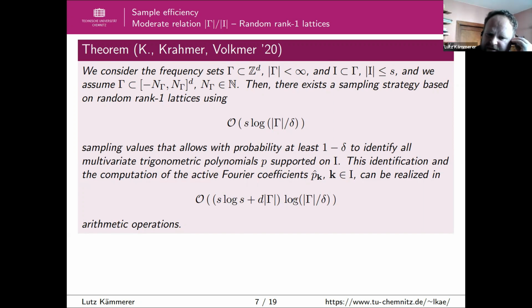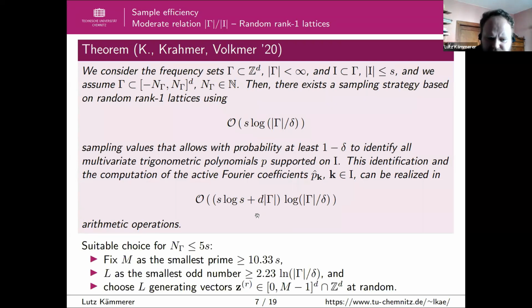Now this identification and the computation of the active Fourier coefficients can be realized by this algorithm from above. This is this table and computing the scalar products. These are the Fourier transforms you do on the lattices, and this is the number of lattices you have. These are the arithmetic operations. A suitable choice here is, for example, if the size of gamma is smaller or equal to 5s, but if s is, let's say, 1000 or something like this, that is not really a restriction, right? From minus 5000 to 5000.